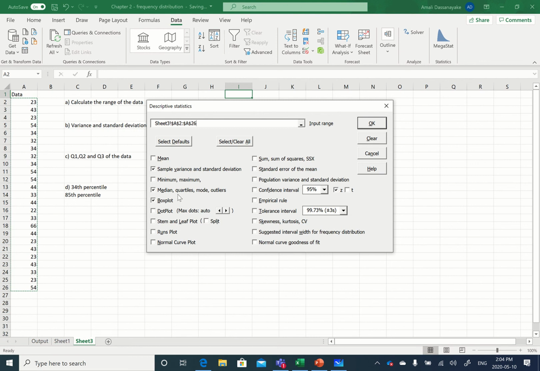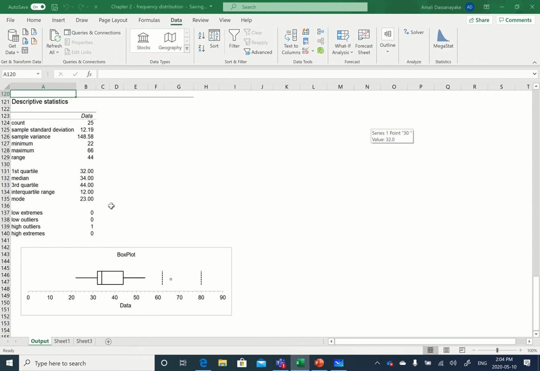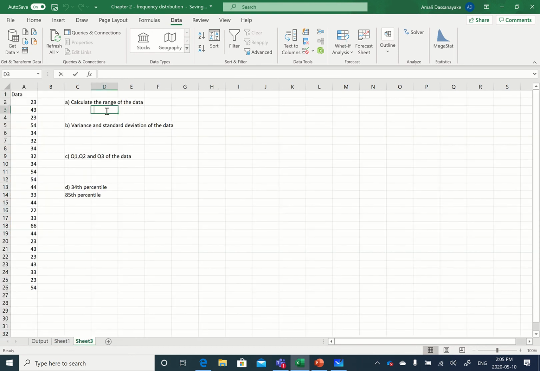And since this does not have a range, I'm just going to get min and max, because using min and max I can easily calculate the range. Okay, so click OK. There you go. Even though the range was not on the list, it has been calculated in the output. So range is 44. The complete range of this data set is 44.